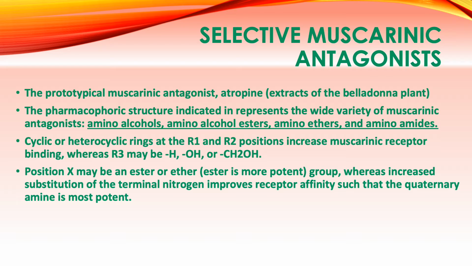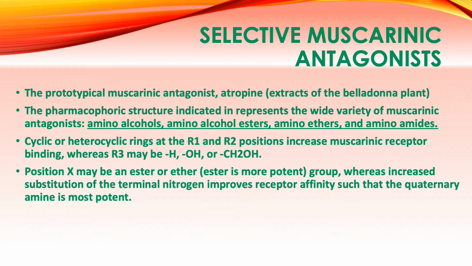There is also presence of cyclic or heterocyclic rings at the R1 and R2 positions to increase muscarinic receptor affinity. And R3 should be substituted with hydrogen, hydroxyl, or ethyl. So position X may be an ester or ether, whereas increased substitution of the terminal nitrogen improves receptor affinity such that the quaternary amine is most potent.